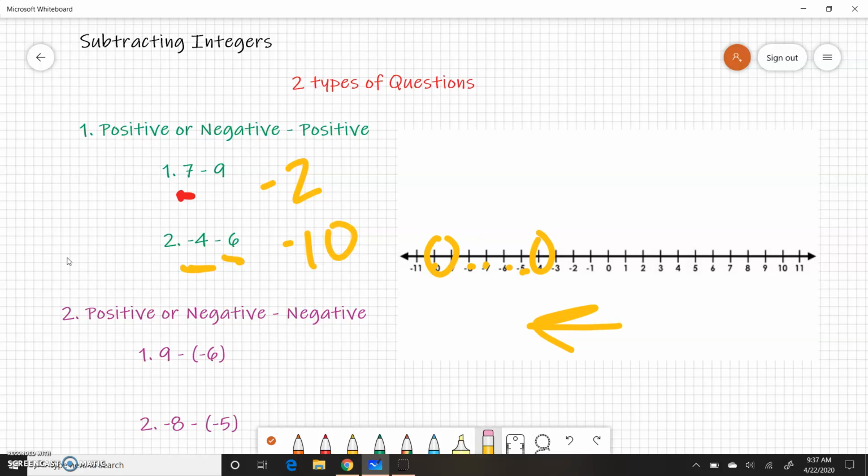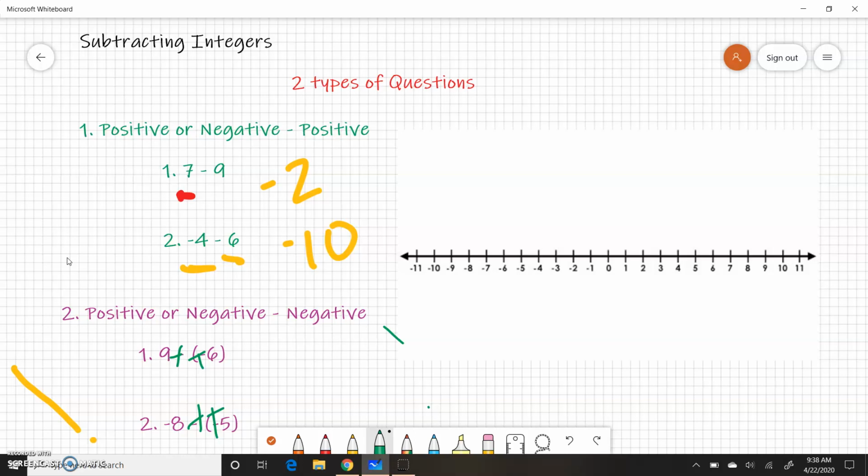Okay, now I'm going to look at a second type of questions that you're going to be given today, which is in the purple, where you will have a positive or a negative number minus a negative. Now, this implements an interesting thing that you have to do. Whenever you see a minus something else, like a minus a negative 6, or minus a negative 5, it actually becomes plus. So it actually becomes addition. Whenever you have two minuses in a row, it becomes addition.